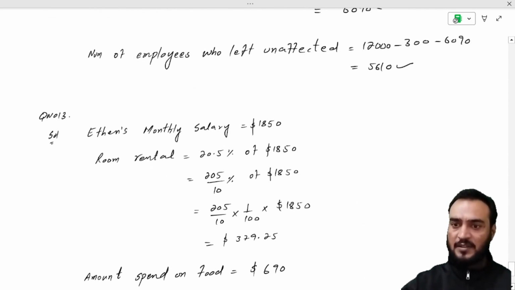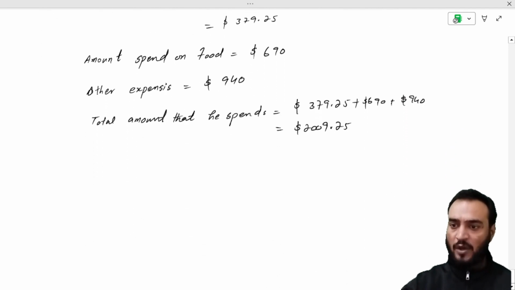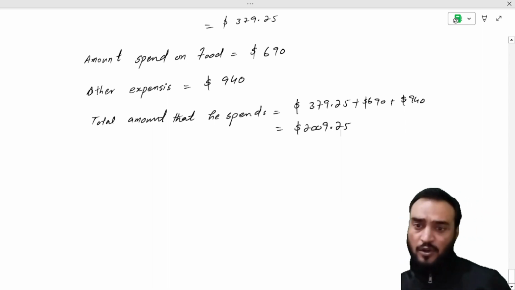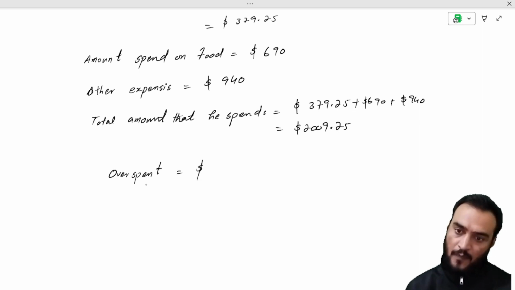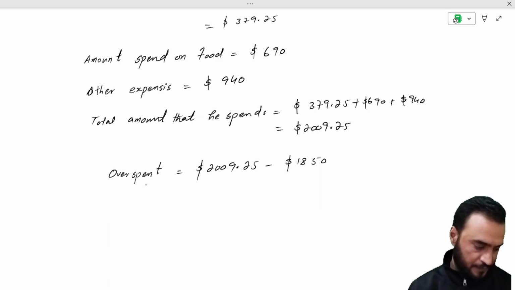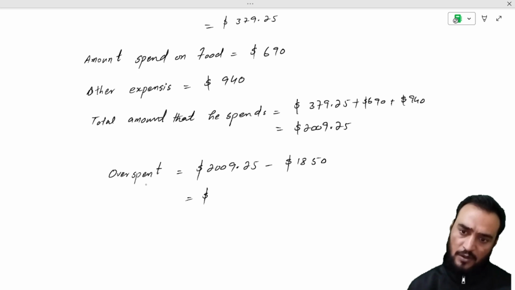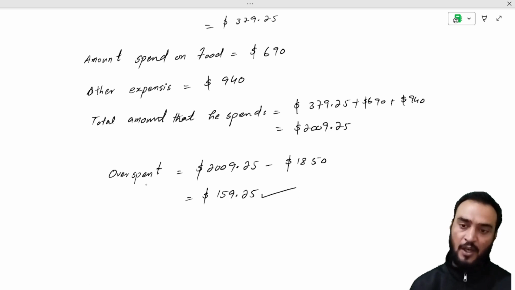Actually, his monthly income was $1,850, but he spends $2009.25. So he has overspent the amount from his salary. So the overspend is 2009.25 minus his monthly income of $1,850. So the amount he overspent is $159.25.